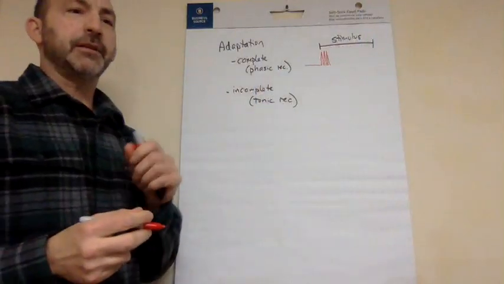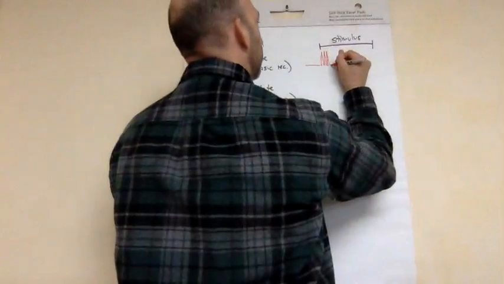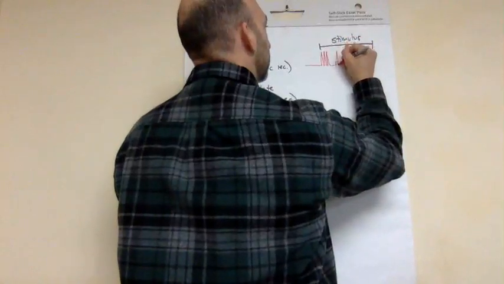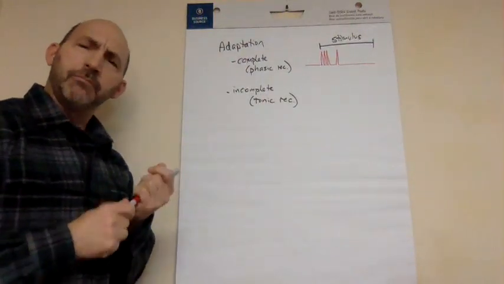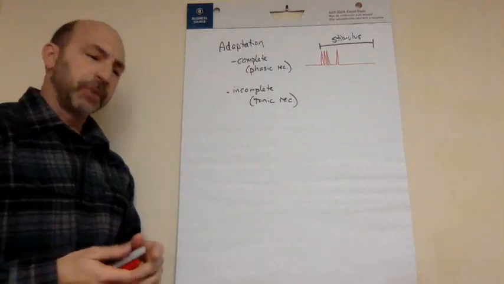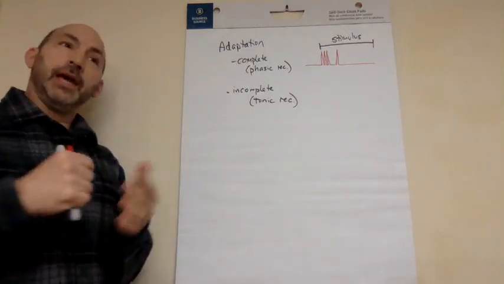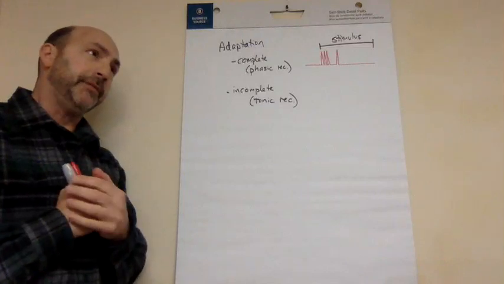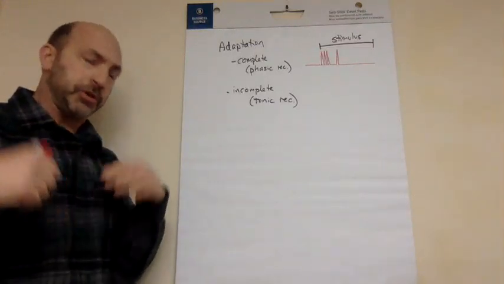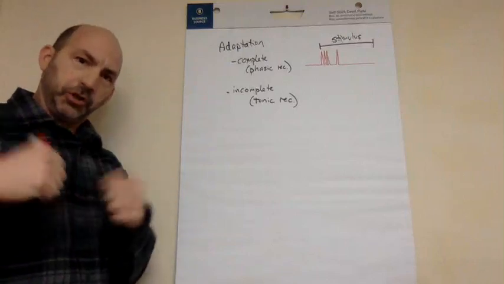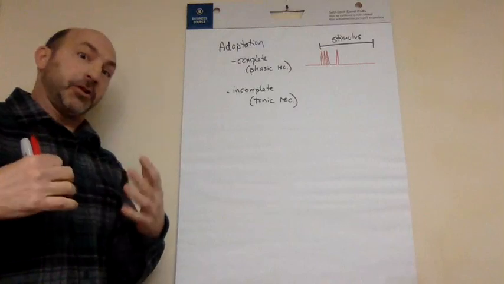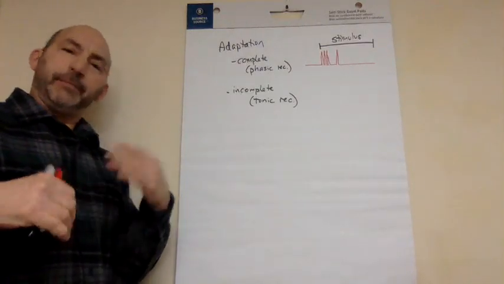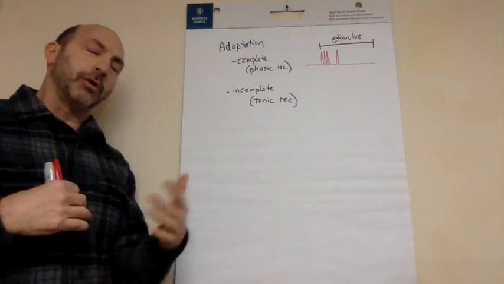But if it's completely adapting, what's going to happen is it's going to stop responding. That sounds weird, right? Sort of like we're ignoring a stimulus. Now, let me give you an example. If you put your shirt on in the morning, you can feel the shirt going on, right? Yet all day, you're not sitting there thinking, there's my shirt, there's my shirt, there's my shirt, right? Because your skin starts to ignore that sensory input.